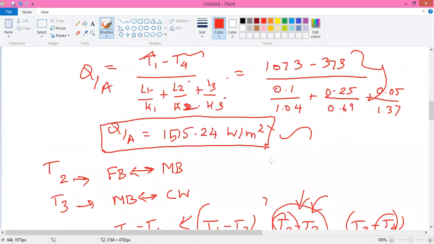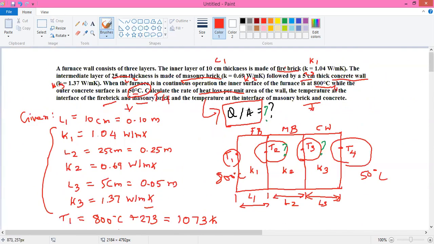Next class we will see another problem related to the cylindrical composite.